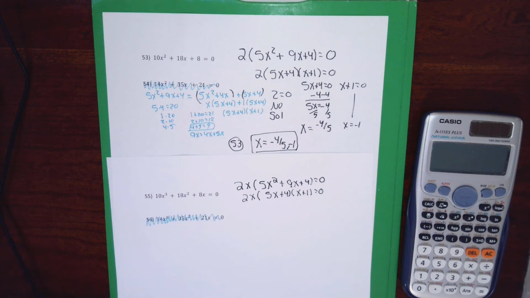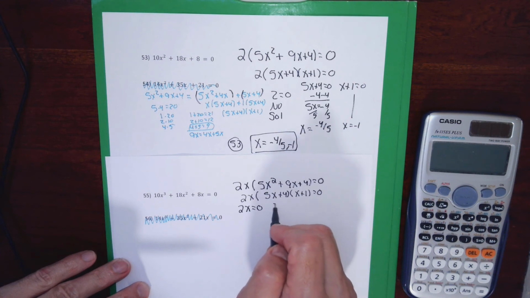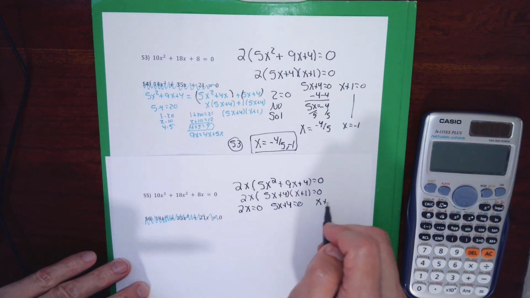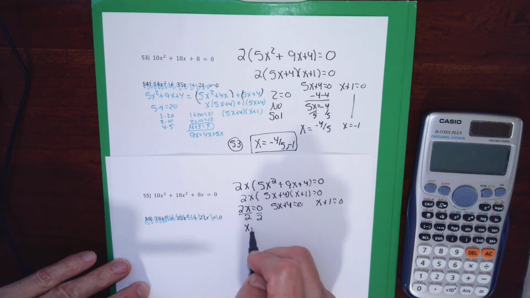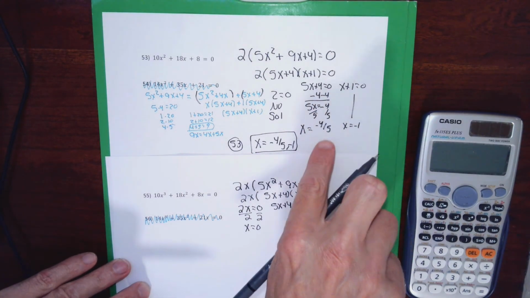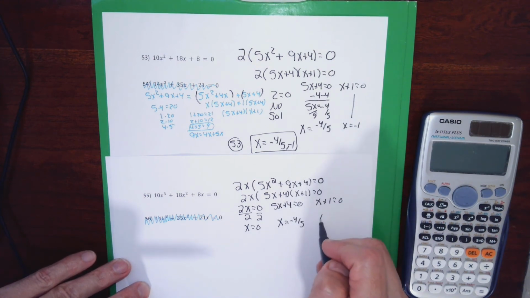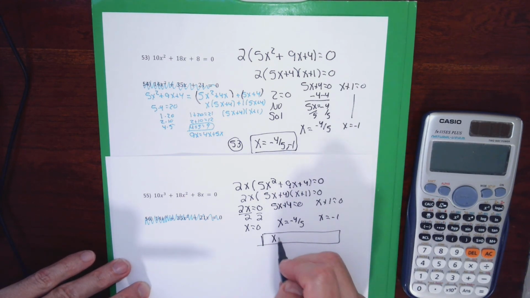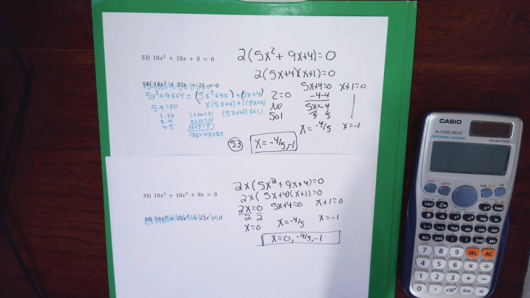The twin, 55, I should go 2x equals 0, 5x plus 4 equals 0, x plus 1 equals 0. The difference is that 2x, when you divide both sides by 2, you get an answer of 0. The 5x plus 4 gives me an answer of negative 4/5. The x plus 1 gives me an answer of negative 1. So on 55, I should get 0, negative 4/5, and negative 1. The difference is the common factor with an x and the common factor without an x.